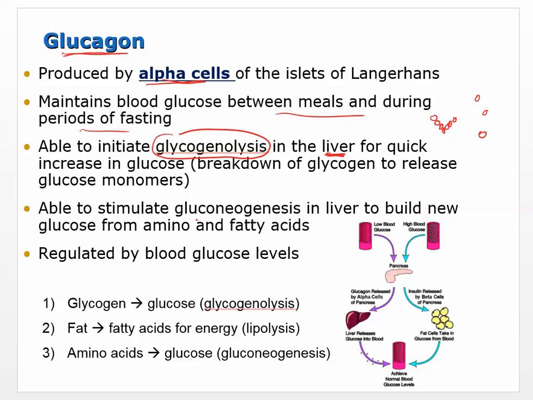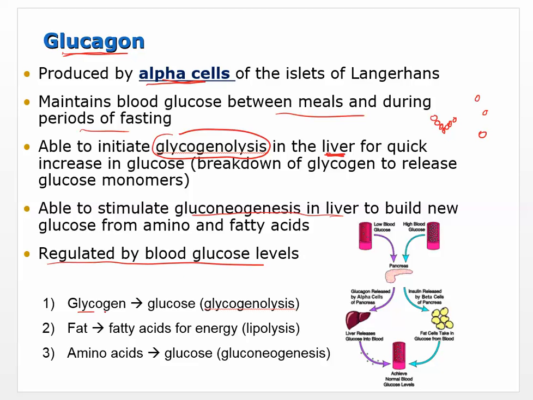Glucagon can also stimulate gluconeogenesis in the liver. So now the liver is going to start making glucose. Remember, it's making that from fatty acids and from amino acids, and that can throw off these ketone bodies. So we don't want to forget about that. That's one of the byproducts. Usually your body can handle that, and it's a normal process, and those extra ketones are not a big deal, but it can become a big deal. And again, glucagon is regulated by blood glucose levels.